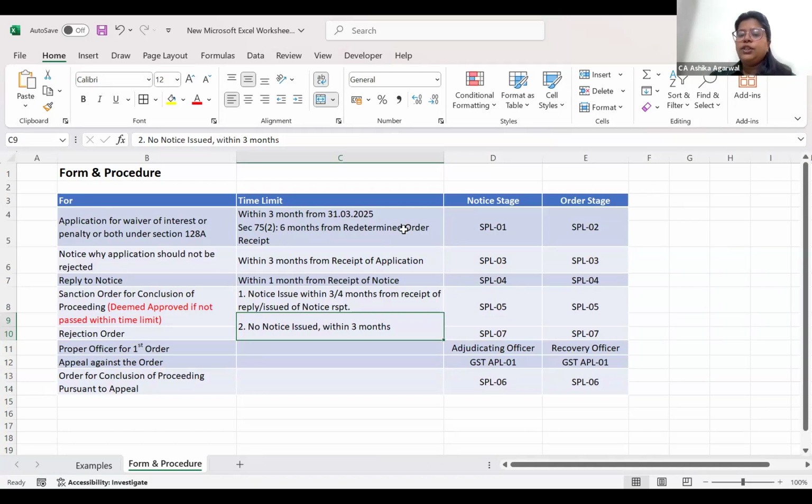Now, another important thing which they have brought out, which they have also covered in show cause notices under 73 and 74, is deemed conclusion of proceedings. They have borrowed the same thing, which is good: if the officer does nothing within the time limit prescribed, it will be assumed deemed approved. So that's also a good thing. We don't need to run around the department to get our things done.